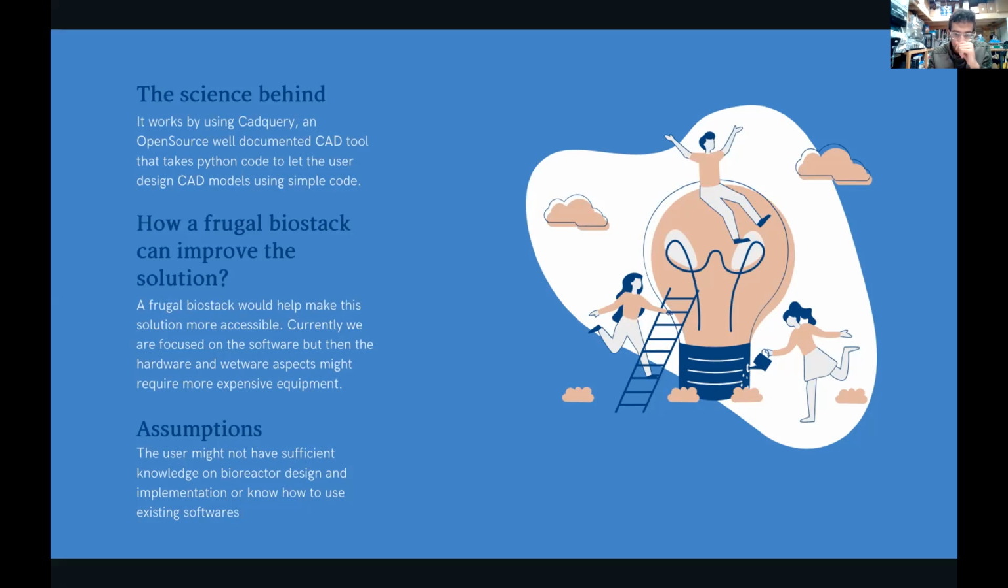Now, we assume that the user might not have sufficient knowledge on bioreactor design and implementation or know how to use existing softwares. So we've made the interface very user-friendly. To make a basic bioreactor design, all the user needs to do is put in three inputs. One is your volume, one is your length to diameter ratio, and the other one would be a statement of purpose. So we would have the impeller types according to the statement of purpose, and the bioreactor design according to the volume and length to diameter ratio.